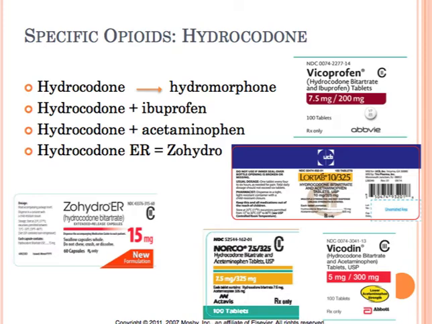The FDA has reduced the amount of acetaminophen in these combination products to a maximum of 325 milligrams because there was a risk of hepatotoxicity, toxicity to the liver, with too high a dose of acetaminophen. And now there is a hydrocodone extended release product that's available called Zohydro.